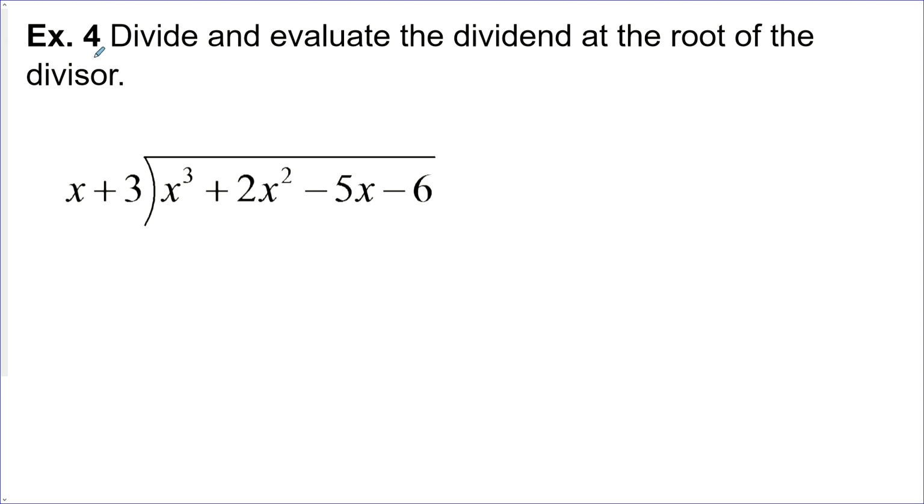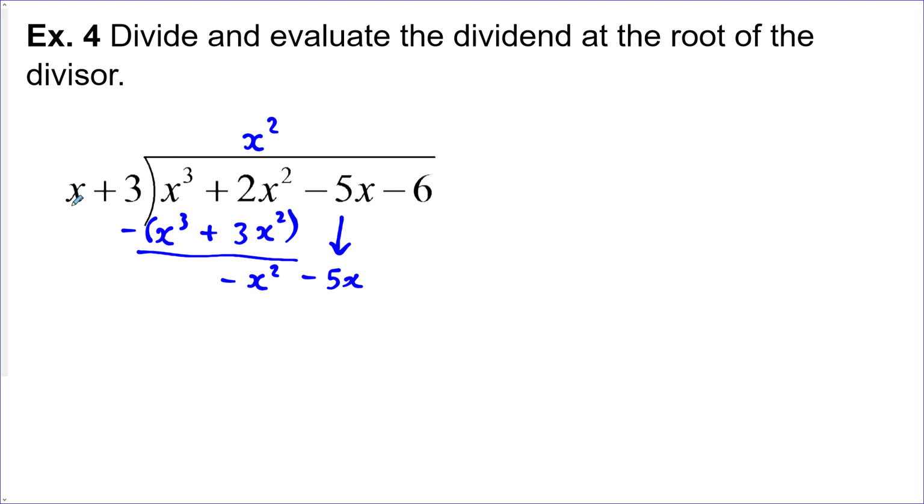So we got example 4, same thing, divide and evaluate again. So let's divide. We've got what times x equals x cubed. So that will be x squared. Multiply by this binomial. So x cubed plus 3x squared. I'm going to subtract this off. So x cubed minus x cubed is 0. And 2 minus 3, negative 1x squared. Bring down the next one, minus 5x.